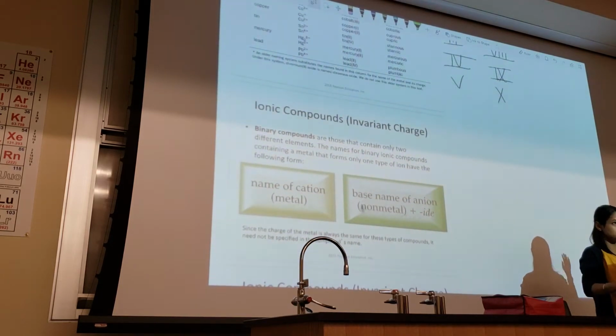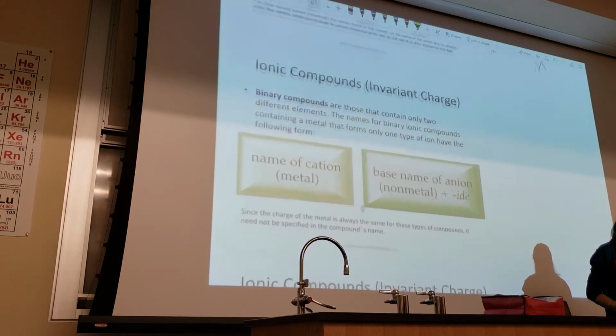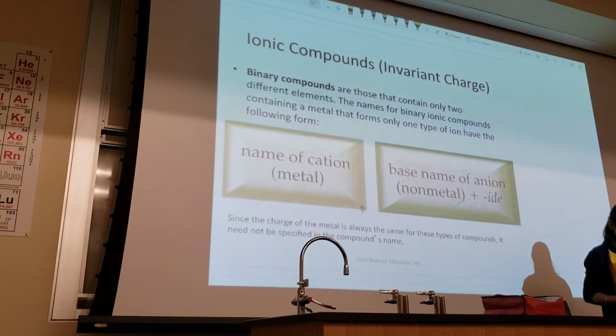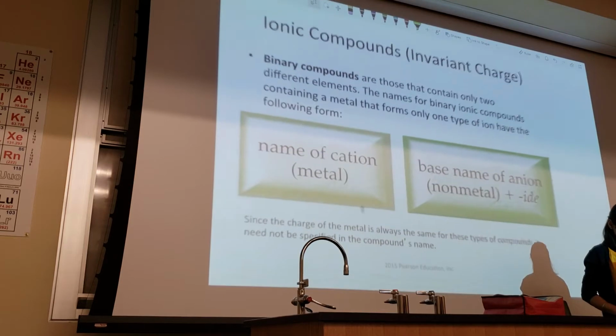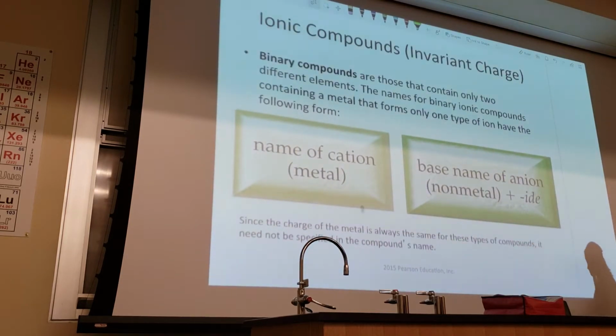So again, the Roman numeral tells you the charge, not how many you have, but the charge. We're going to do practice with that, and you're going to see that. The common thing I see is people automatically assume that's how many I have. Okay, so whenever you're naming, you name it in the order that's provided to you.